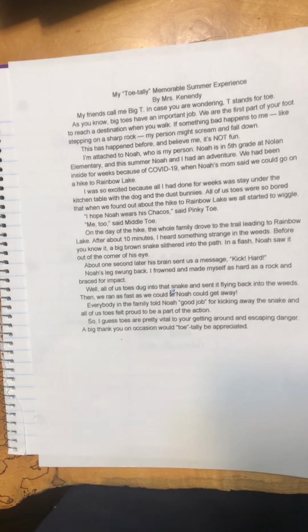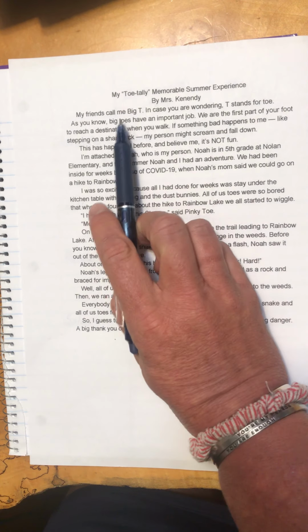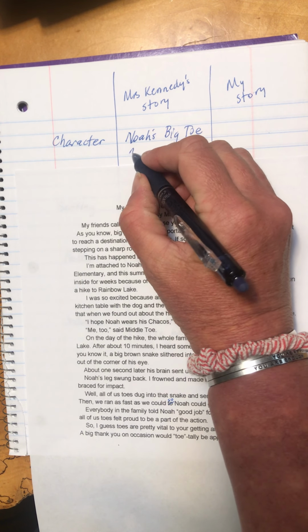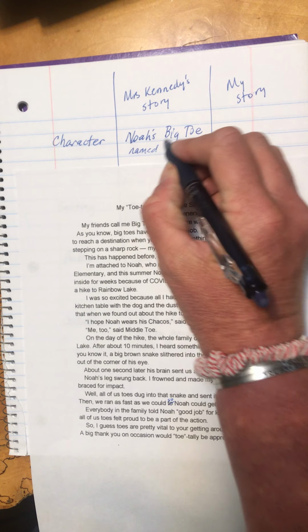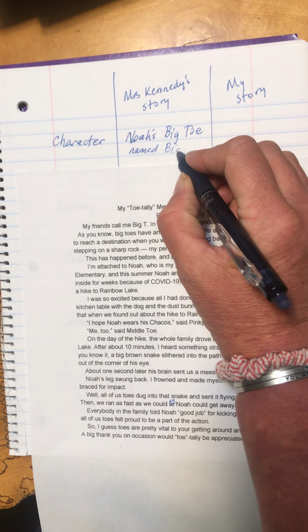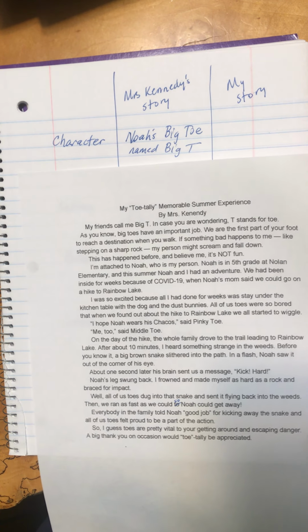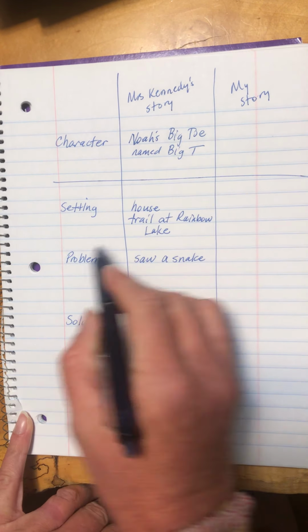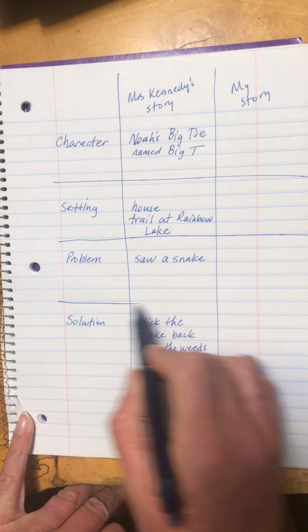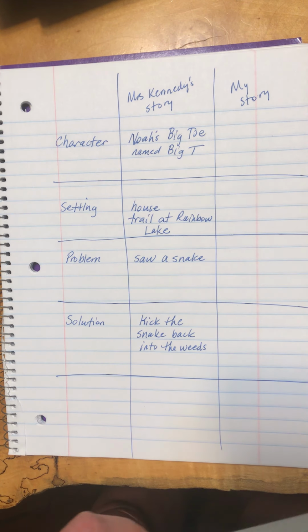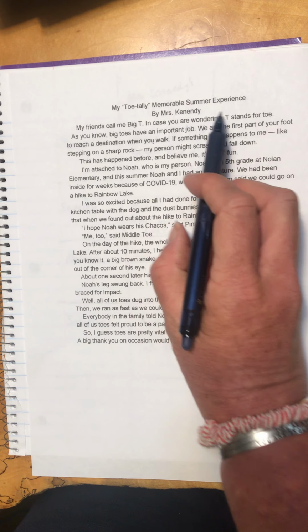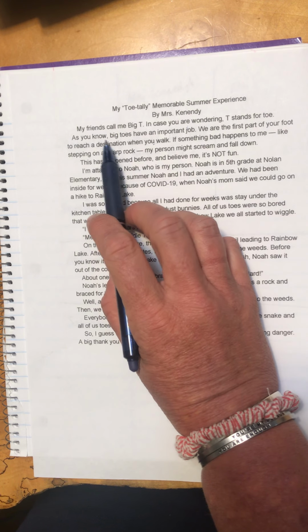So let's take a look back at this. "My friends call me Big T." Okay, so actually, I forgot Noah's big toe was named Big T. Okay, so that was the character name. Probably would be a good idea to separate these story elements just for clarity. Okay, so in case you were wondering, T stands for toe.